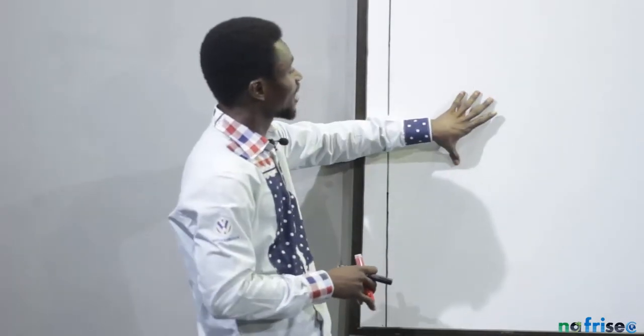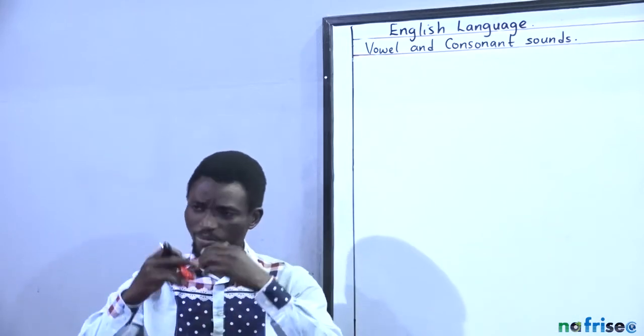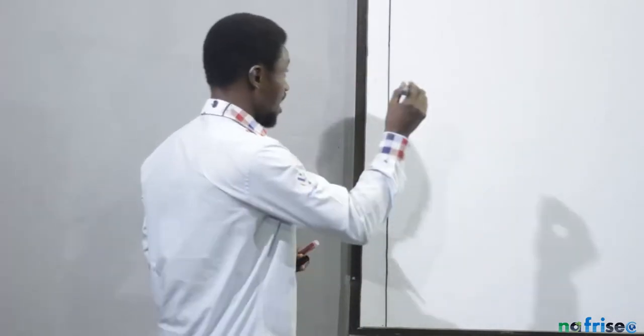Now, these sounds, we've got the vowel sounds and we've got the consonant sounds. When you are producing vowel sounds, there is no obstruction, that is, when the air passes from the lungs out through the mouth or the nose, there is no obstruction. But with consonant sounds, once you're trying to pronounce them, there's always an obstruction of the air that is passing out from the lungs to the mouth or the nostril.